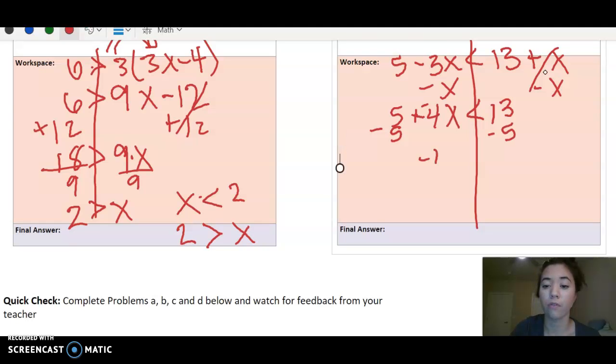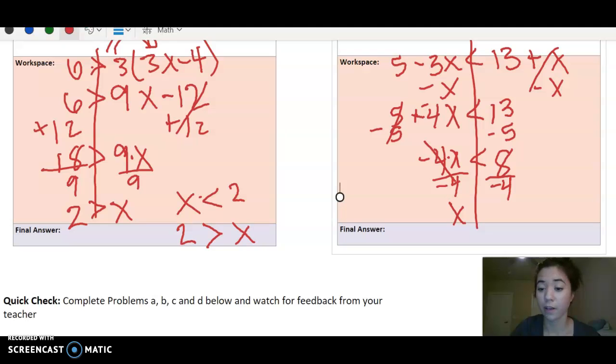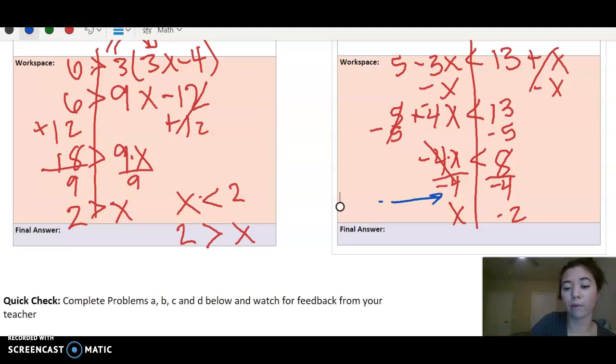And I'm left with negative 4x. And then 13, 12, 11, 10, 9, 8. Those canceled. And then now I have negative 4 times x, so I can divide both sides by negative 4 now. And then we get x. And then 8 divided by negative 4 is negative 2. Again, golden rule here, I divided by a negative on both sides. So we need to flip our sign.